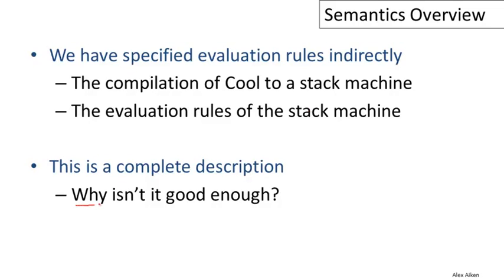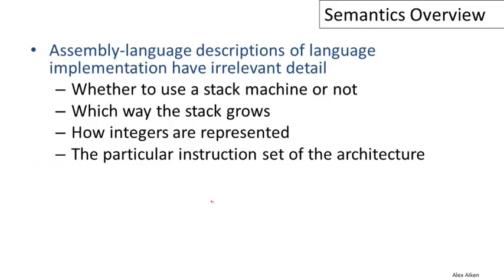And the question then is, why isn't that good enough? Why isn't just having a code generator for the language already a good enough description of how the code is supposed to be executed? And the answer to that is maybe a little hard to appreciate without having written a few compilers. But in a nutshell, people have learned through hard experience that assembly language descriptions of language implementations have a lot of irrelevant detail.